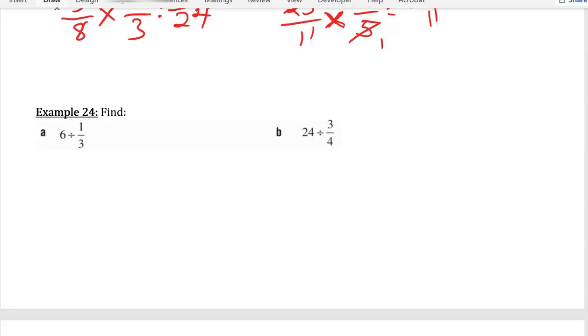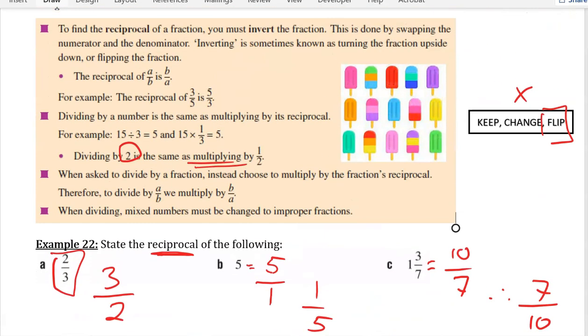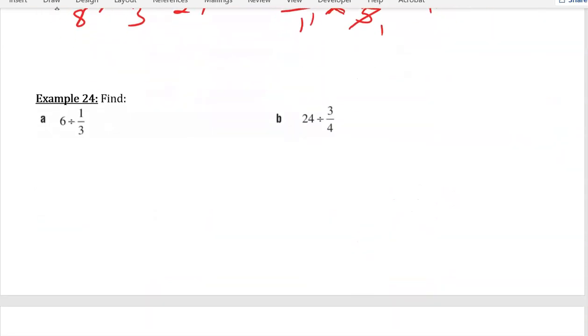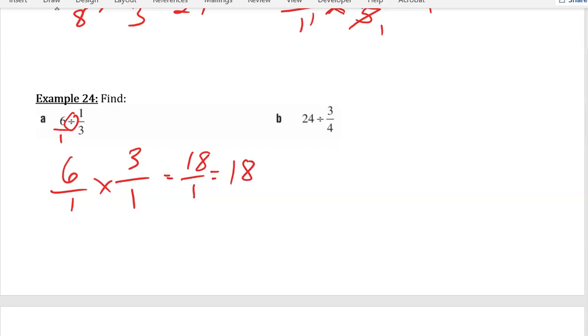So now going the other way. Remember, we're going to keep the first thing, change to the multiple, and then flip, which is the reciprocal on the second one. So 6 is really 6/1, so we'll keep 6/1. I'm going to make my change here, and I'm going to do the reciprocal over here. So 6 divided by 1/3 is actually 6 times 3 is 18. 1 times 1 is 1, is 18.